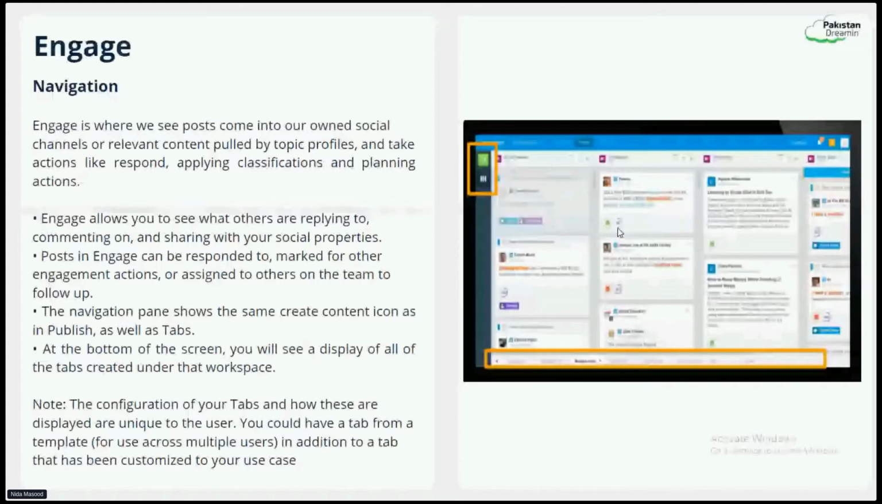You can see the navigation. As you can see, these are different columns showing you different content, and then you have different tabs that can filter your columns based on your social account, different post status, or your priority. All these tabs are unique to the user. However, you can make a template for all these columns that could be used for multiple users, and it would be available for all the users working in your team.